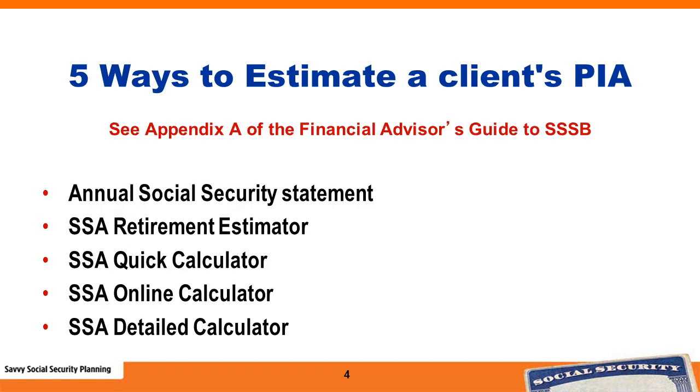Here are 5 ways to estimate a client's primary insurance amount for use in the calculators. One is to ask a client to bring in his latest annual statement from the Social Security Administration. The second is for the client to go online and use the retirement estimator. The other 3 make use of one of the SSA's online calculators.